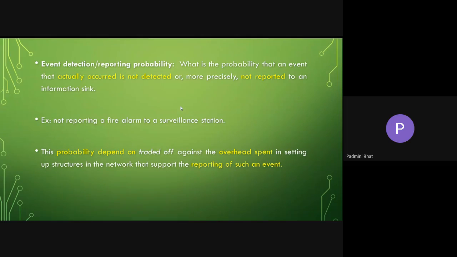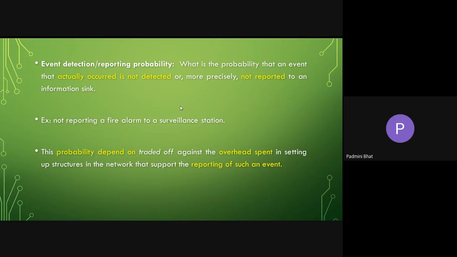That event has occurred, but the sensor failed to catch it. So I should see how many times that happened. Take the elephant case: an elephant will be there in the forest, and a certain area is given to it, so it should stay within that area.